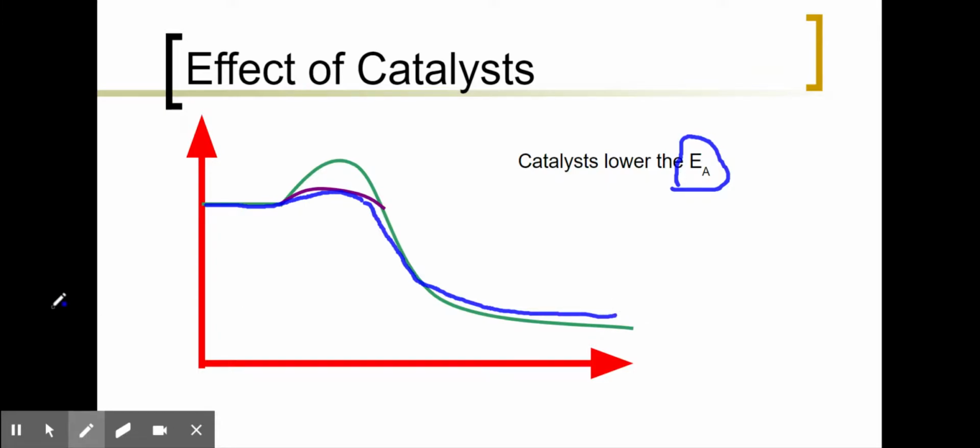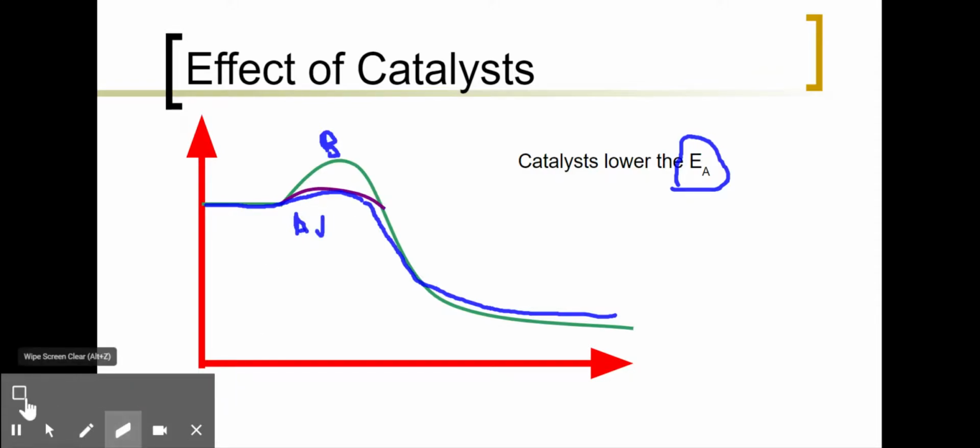So you should be able to draw that on a diagram, or interpret it. If we have path A versus path B, which one is catalyzed, which one has a catalyst involved, it's going to be A because it's lower. And that's all that means.